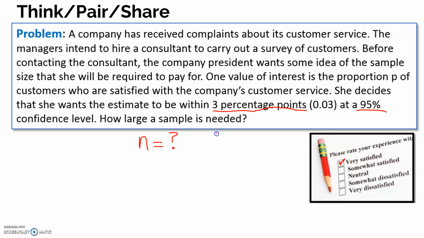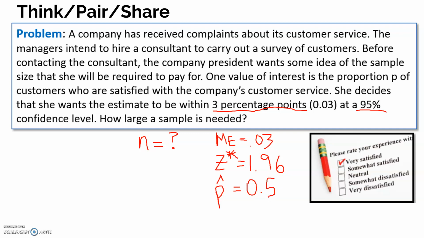We have our ME right here. ME will be 0.03, and a Z star at a 95% confidence level. This is one of the most common ones that I mentioned you should memorize, and that's 1.96. Since we don't have a prior study here, we're going to use 0.5 as our conservative p-hat estimate. All right, so with these three values, we have enough to find our n.